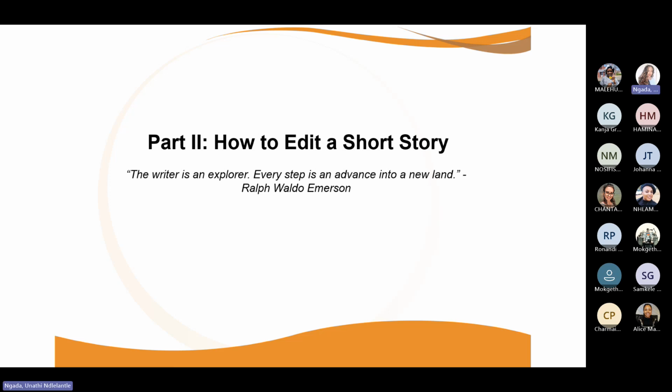So the second part of this workshop is that we're going to look at how to edit a short story. And I think it would be appropriate to start off with a nice epigraph by Ralph Waldo Emerson. He says that the writer is an explorer and that every step is an advance into a new land. I think this, in essence, captures not only what storytelling is about, but what editing a story is actually about.